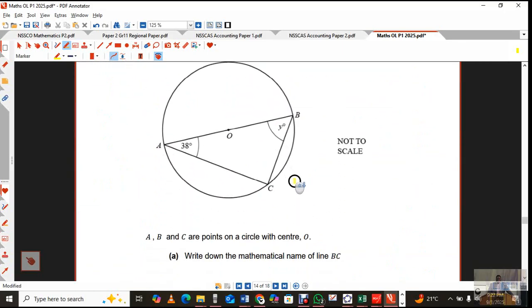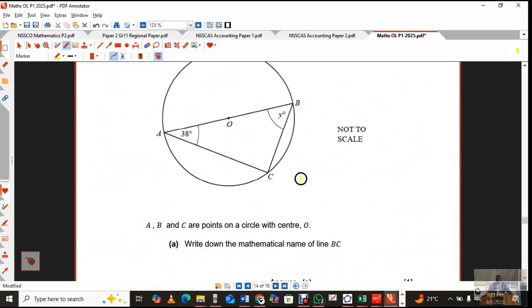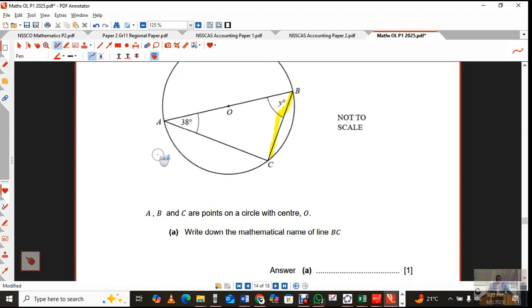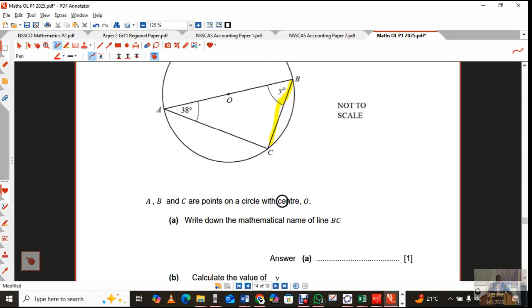Question 21, they are saying A, B, C are points on a circle. Write down the mathematical name of BC. I like this. It starts with a C. The mathematical name of that, right? That's a chord. Chord. Like a diameter is also a chord, but a diameter is a special chord because it passes through the center. Okay. So any line that touches the circumference at two ends is called a chord.